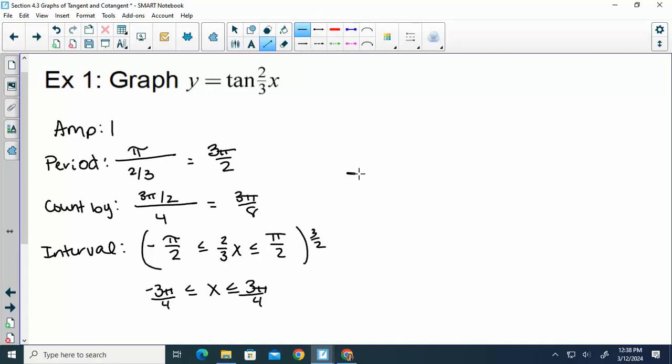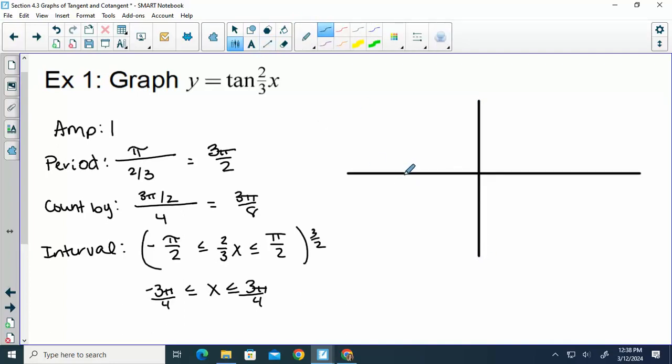Okay, so for my graph, I have 0 in the middle. Please attempt to space these evenly. If you put all your points and they're not spaced out evenly, fix it. Starting at negative 3 pi over 4, if you add your count by, this is like negative 6 pi over 8 plus 3 pi over 8 would be negative 3 pi over 8. Plus 3 pi over 8 is 0. Plus 3 pi over 8 is 3 pi over 8. Plus 3 pi over 8 would be 6 pi over 8, which is 3 pi over 4. And isn't that where our interval was supposed to end?